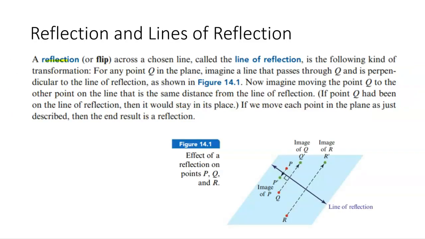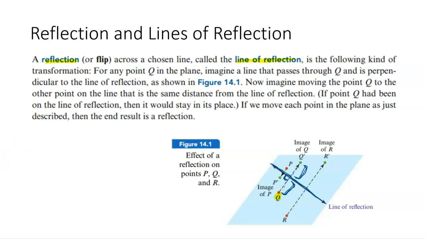A reflection, or a flip, goes across a chosen line, and we call that line the line of reflection. For any point Q in the plane, imagine a line that passes through Q and is perpendicular to the line of reflection. Here's our line of reflection, and here is our perpendicular line. See how it makes a right angle? Then the point Q moves the same distance. Whatever this distance is from the line of reflection, it moves that same distance to the image of Q, or Q prime. That's what that little apostrophe means.